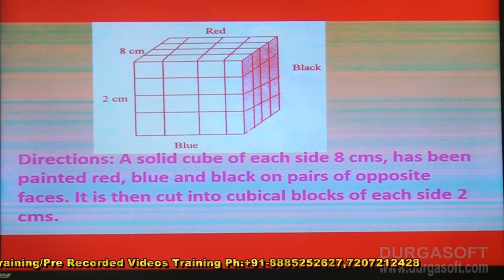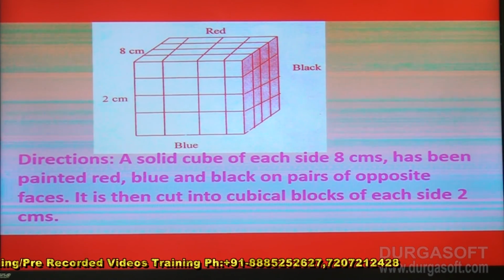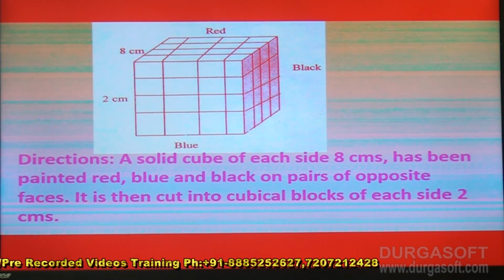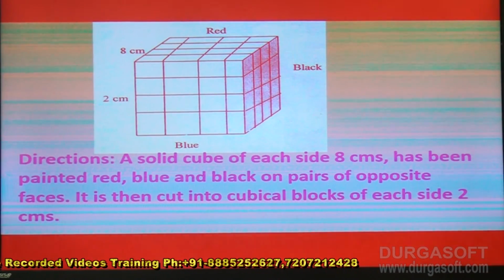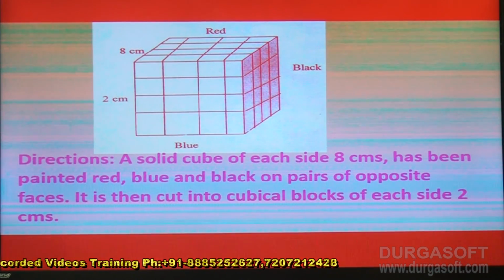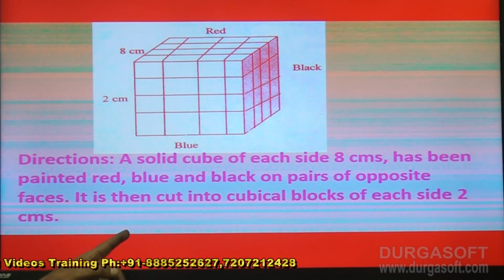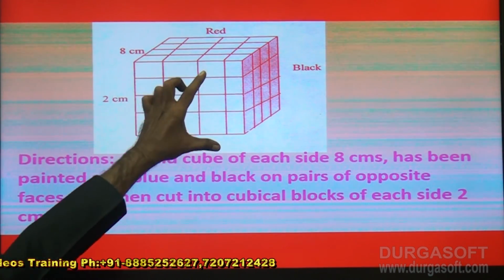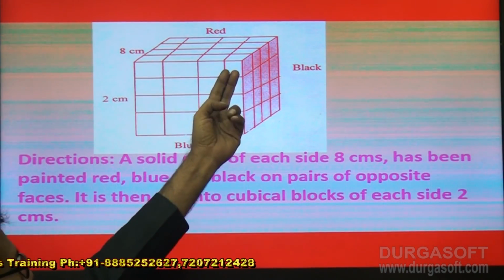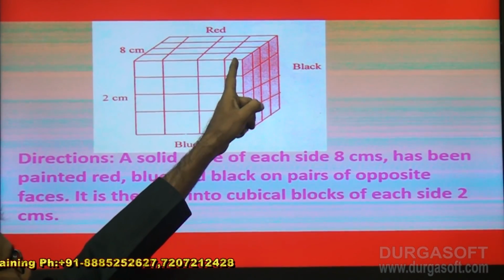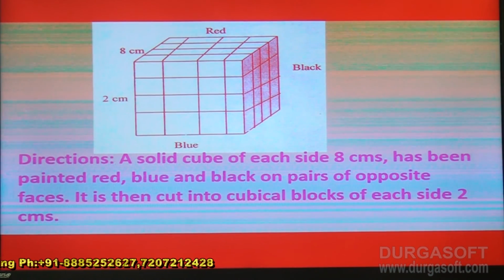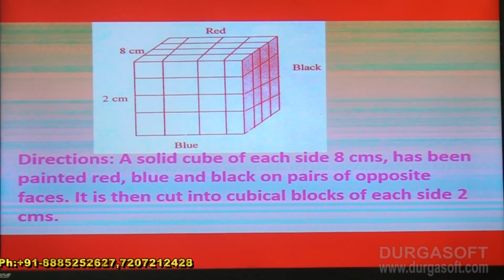And then after coloring it, when it becomes dry, it is cut into small cubes. Each small cube side is 2 centimeter. This information is given. The big cube side is given 8 centimeter. This is going to be 8 centimeter. When a small cube is taken out, the side of the small cube is going to be 2 centimeter. It is the information provided in the question.